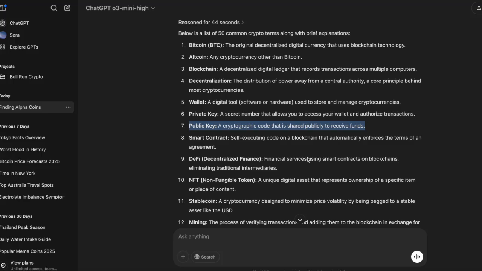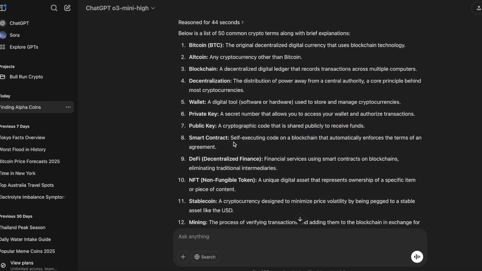Now there is a difference here. There's a public key, a cryptographic code that is shared publicly to receive funds. So that's like your address. That's like your home address. You give that to the bank. So if you wanted someone to send you a check, you give them your home address or your routing number. It's kind of like a mix between your home address and a routing number or an account number. More or less like an account number, I should say, than a routing number. So it's like your account number, but on the blockchain.